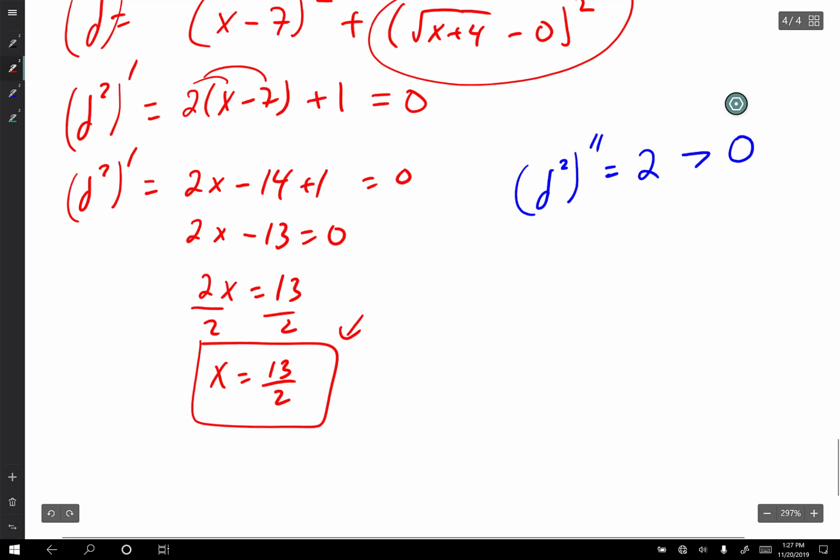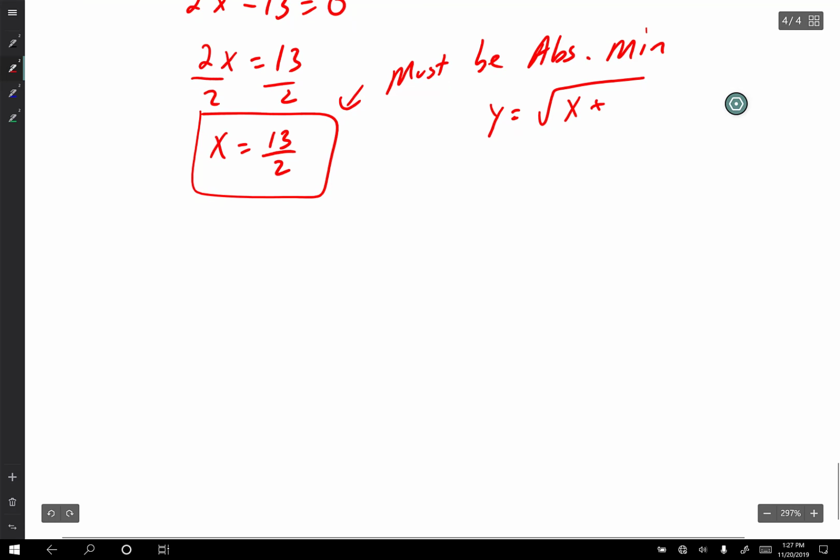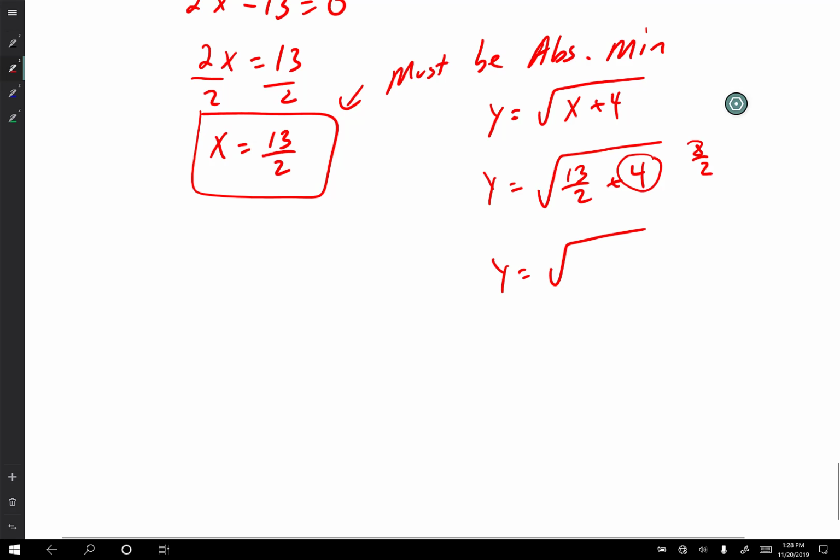At this point, x equals 13 over 2 must be the absolute min. So I'm going to plug that in to get my y coordinate. This is my x coordinate. So how do I get my y coordinate? Well, the y coordinate is the square root of x plus 4. I'm going to plug that in, guys. 13 over 2 plus 4. So I'm going to turn that 4 into 8 over 2. So square root of 13 plus 8, that's 21 over 2.